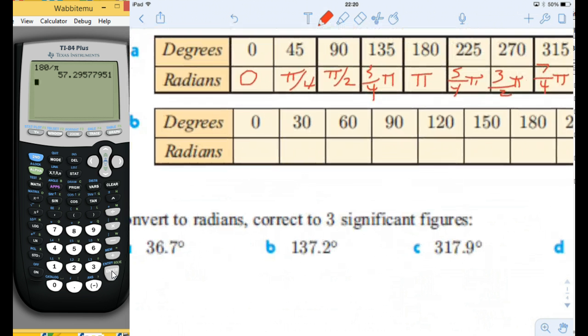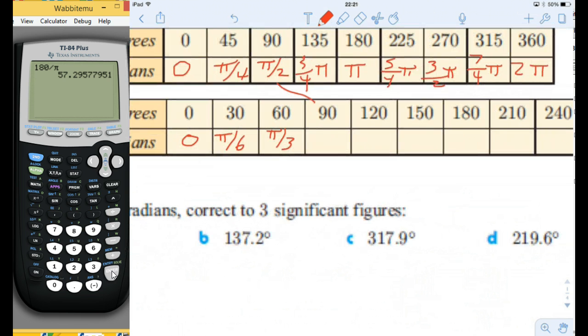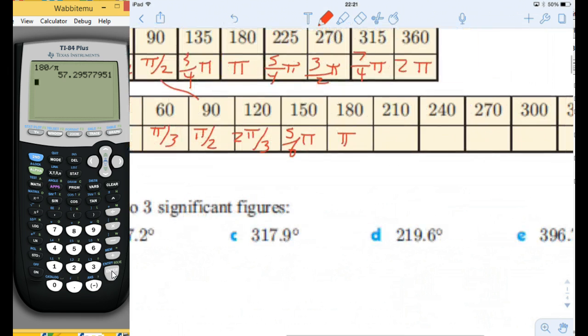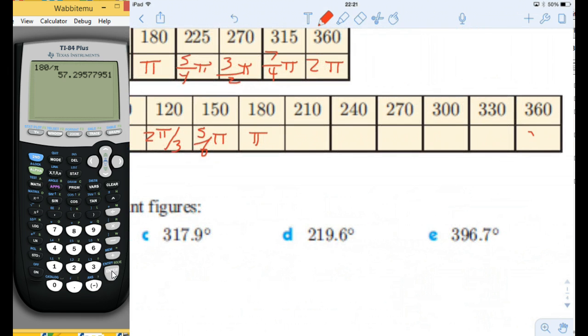Okay. Now we'll go to the next one. We're going to do units of 30 degrees. So this would be pi over 6, pi over 3. Do you remember that from our investigation? 90 is the same as that one, pi over 2. 120 would be double of 60, 2/3 pi. 150 would be 5 times 30, or 5/6 pi. 180 is pi. 360 is 2 pi. Okay, and so on.